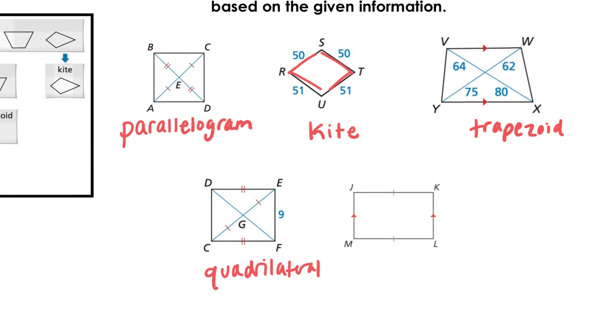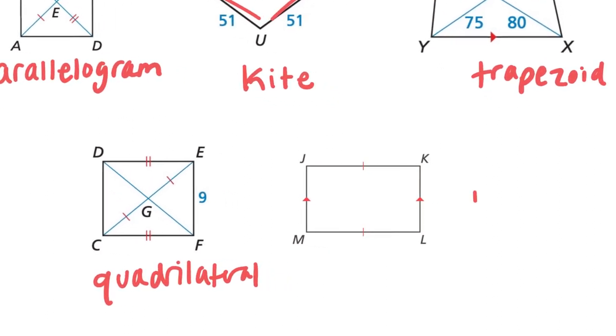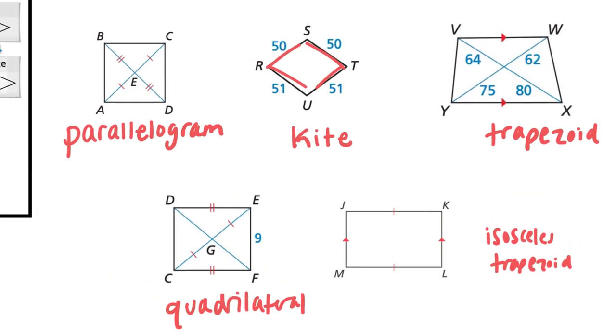And then this one, I see one parallel and then one congruent that looks like an isosceles trapezoid, because you have one set of parallel sides and then the legs are congruent. It doesn't look like a traditional trapezoid, but I think that's all we could say based on the diagram.